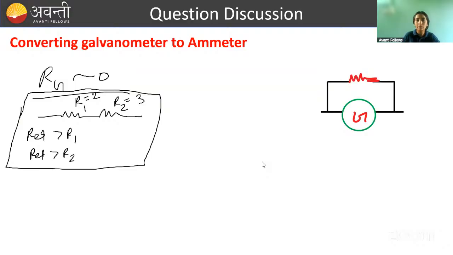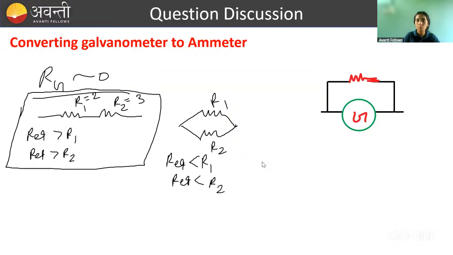And in parallel, when you connect two resistors, let's draw it. When we connect two resistors in parallel, let's say this is R1, this is R2, then R equivalent will be less than R1 and R equivalent will be less than R2. So in case of series, R equivalent is greater than the individual resistors, and in case of parallel, R equivalent is less than the individual resistors. This is the case.